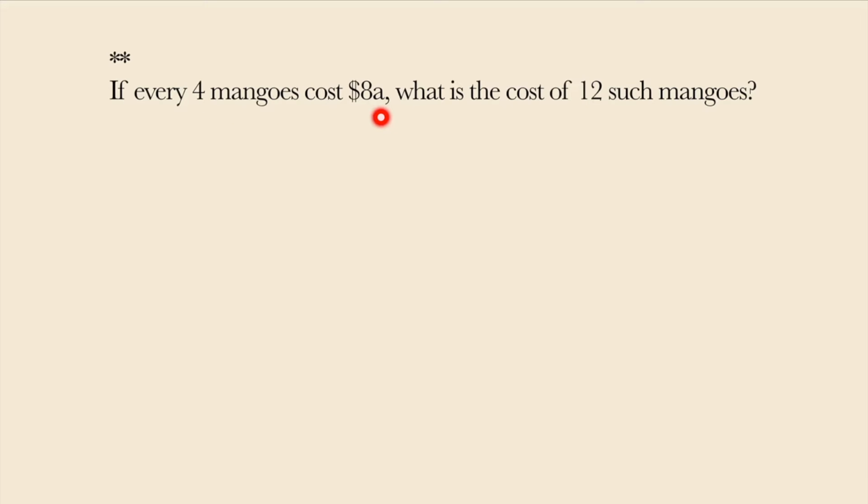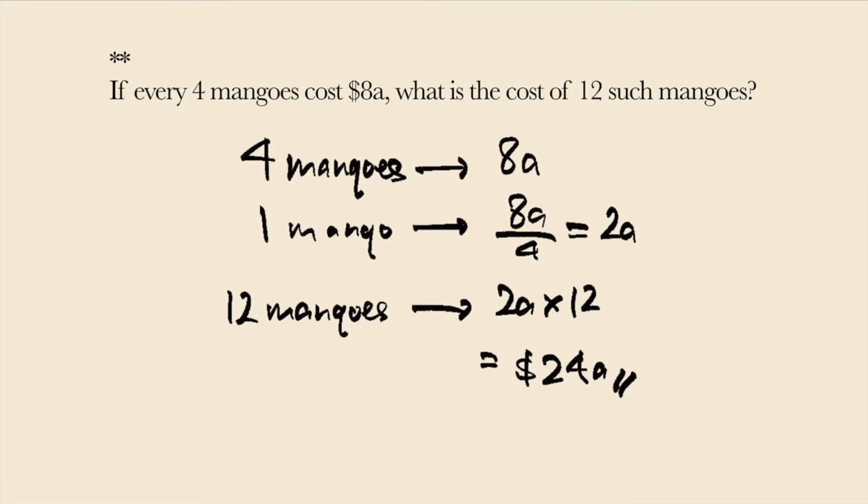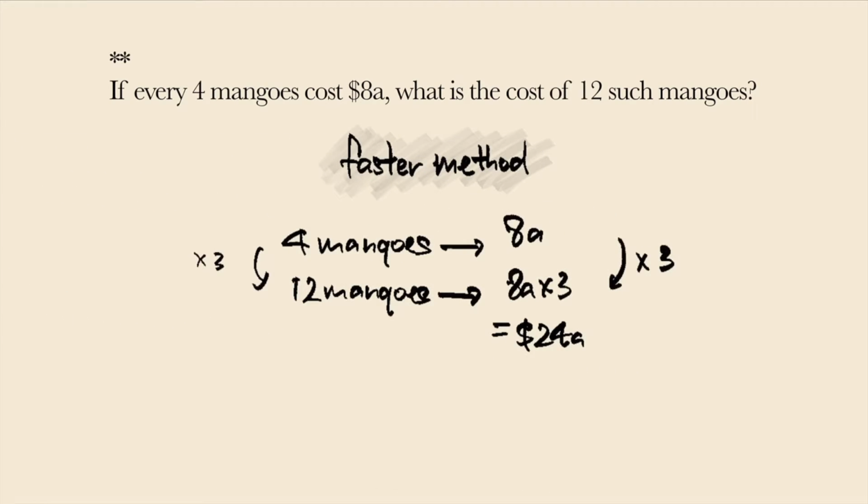If every 4 mangoes costs $8A, oh, that's nice. 4 and 4, 4 and 8. Nice numbers. What is the cost of 12 such mangoes? Okay, so the easy method is to say 4 mangoes, $8A. 1 mango, we're going to divide by 4, giving us $2A. 12 mangoes, we're going to multiply by 12 on both sides. So that's 2A times 12, giving us $24A. That is a faster method just because this question made life easy for us. If 4 mangoes cost 8A, 12 mangoes is simply multiplied by 3, to get us 24A straight away.